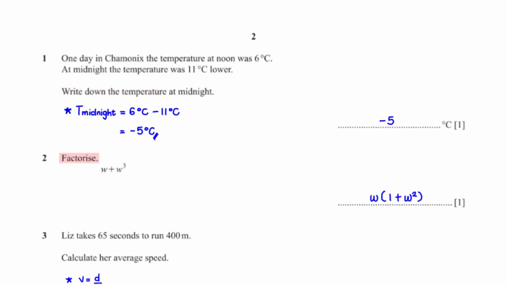Factorize w plus w cubed. The terms have a common factor of w. When we factor out w, we are left with 1 plus w squared.